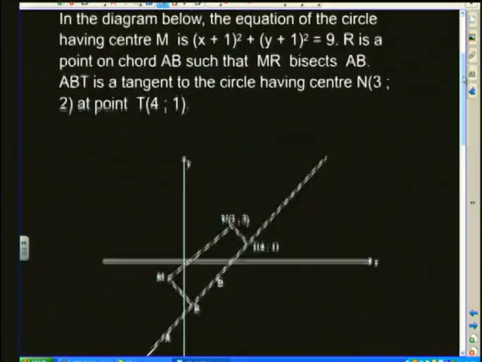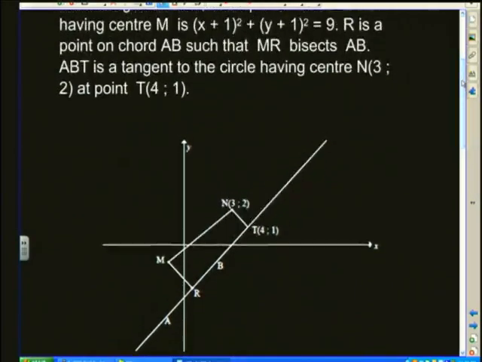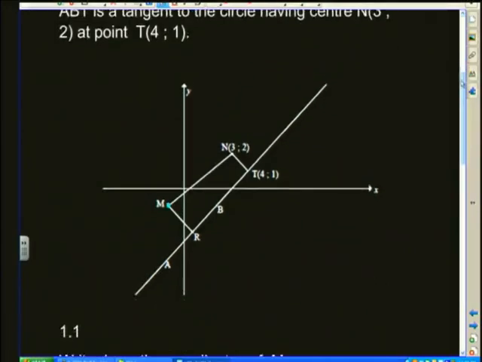They say, in the diagram below, the equation of the circle having center M, so on your diagram, that's the point M, they tell you that the equation is (x+1)² + (y+1)² = 9. Obviously, when you look at that straight away, you analyze and you see that you can work out the center of the circle and the radius immediately from that given information. They tell you that R is a point on chord AB such that MR bisects AB.